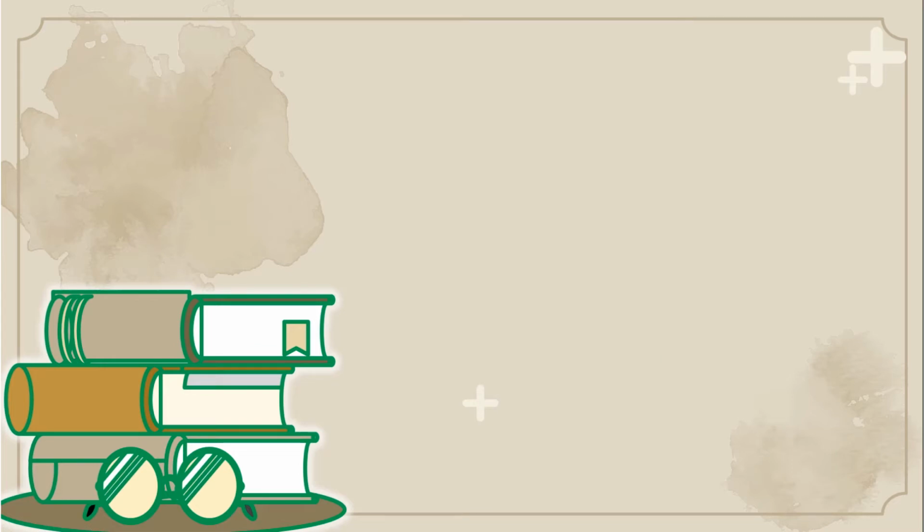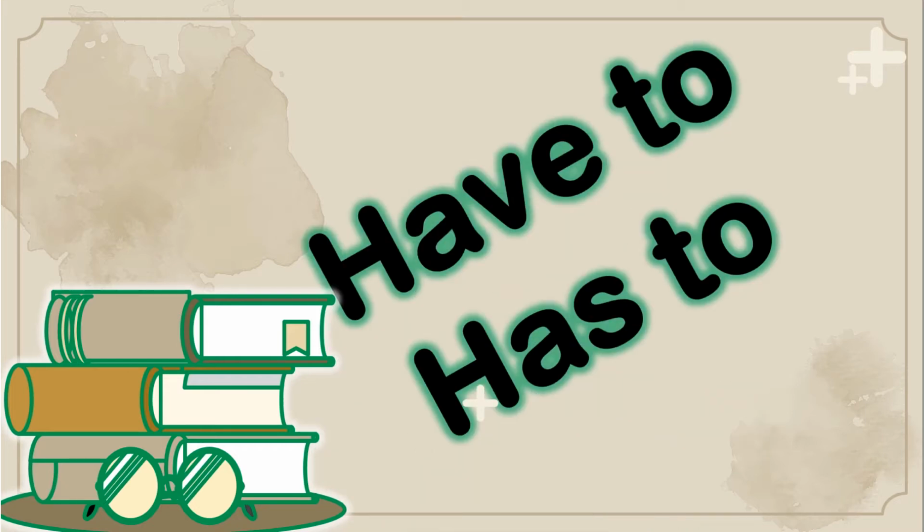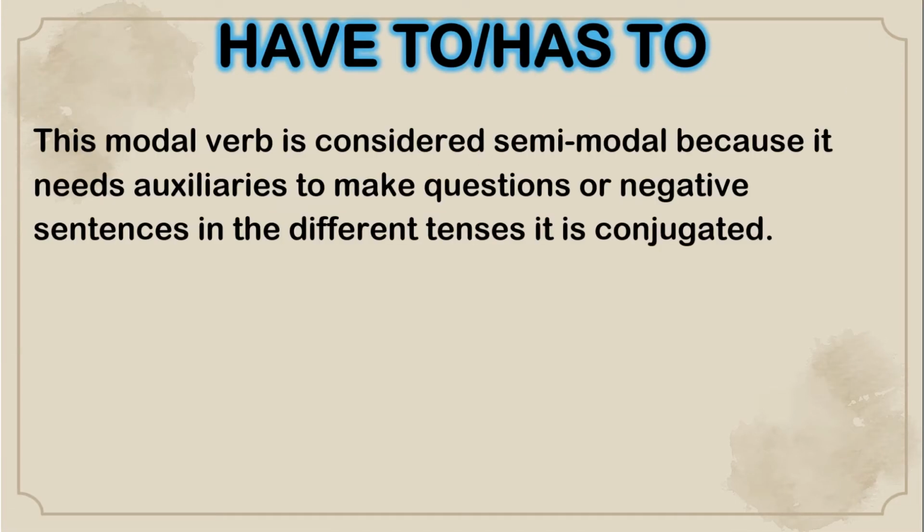Today we're going to study a new topic, have to or has to. So let's start. Have to, has to. This modal verb is considered semi-modal because it needs auxiliaries to make questions or negative sentences in the different tense it is conjugated. In this case, you need to use do or don't for first and second person and does or doesn't for third person. But later we're going to see some examples.